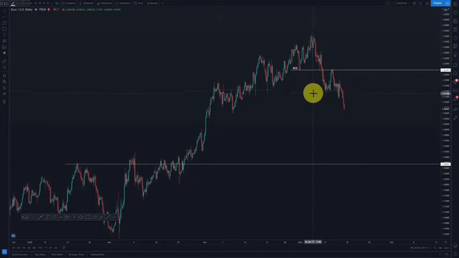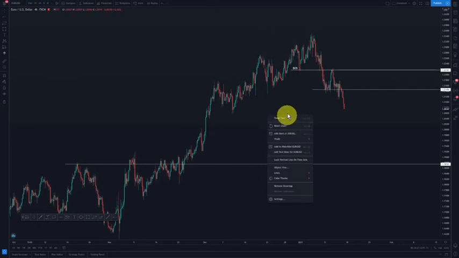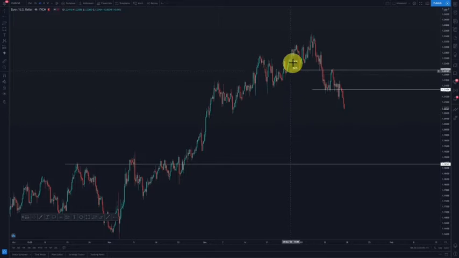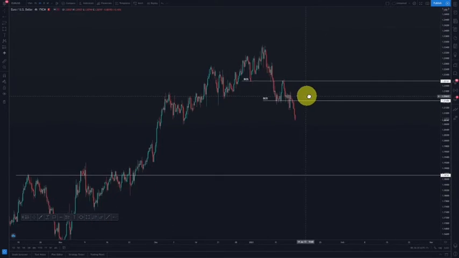So we had a break of structure over here. Let's just copy this one so that we don't have a problem when wanting to use this text. So we had another break of structure over here, guys.